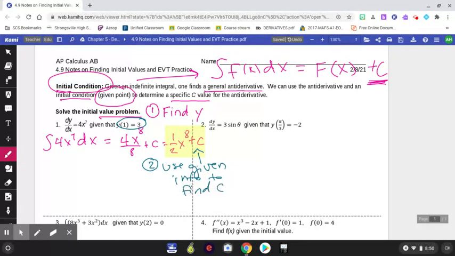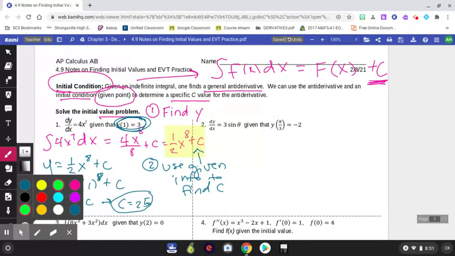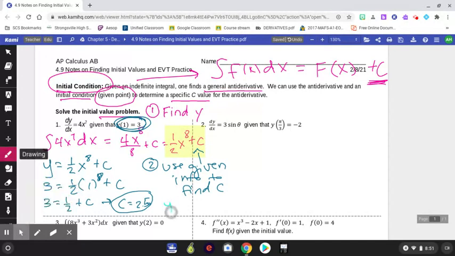Okay, so here I go. If I know that y is equal to, this is what I found, 1/2 x to the 8th plus c, I'm going to replace my y and my x with these numbers. So y is 3 and x is 1, my job is to find c, okay? So I get 3 equals 1/2 plus c. If I subtract half on both sides, I get that c is equal to 2.5, okay? And my final step is going to be to go back and write this equation with that c value.